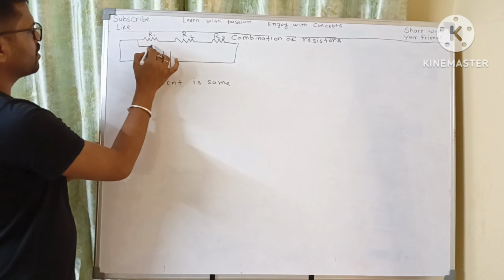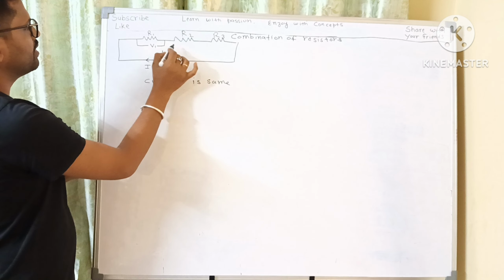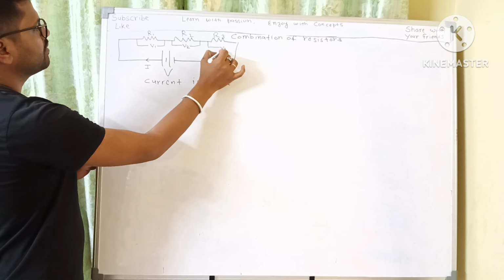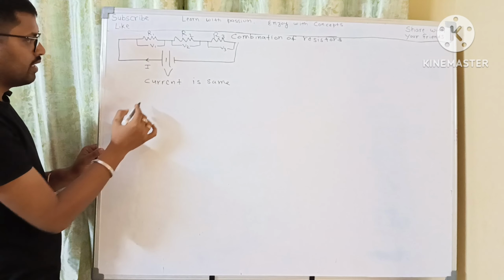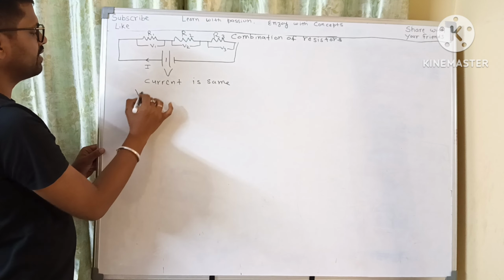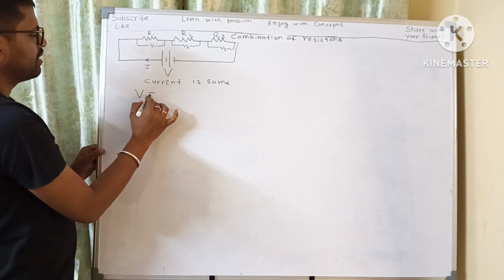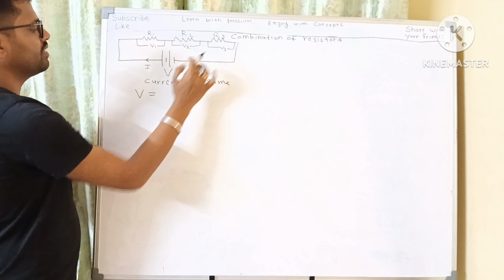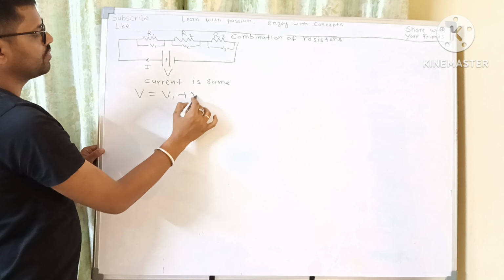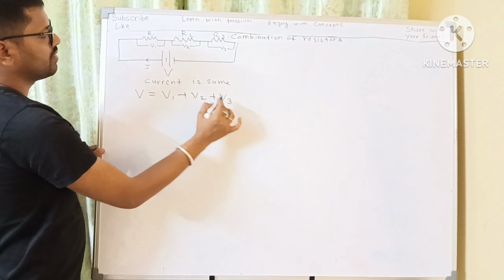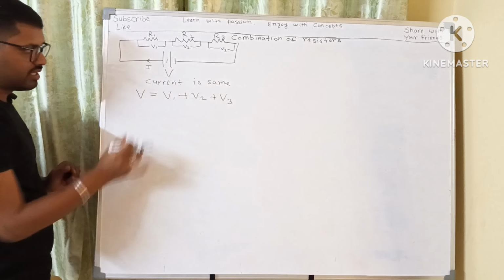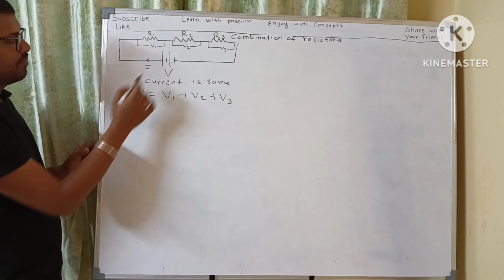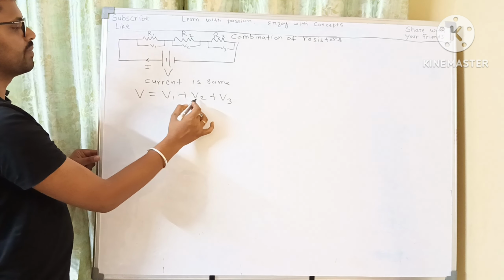Here potential difference across R1, let's say V1, R2 V2 and R3 is V3. Now, can we say that potential difference across battery, that is supply voltage, is equals to this V1, V2, V3? V1 plus V2 plus V3. Supply voltage, total voltage is equals to sum of all the voltages. So V equals to V1 plus V2 plus V3.